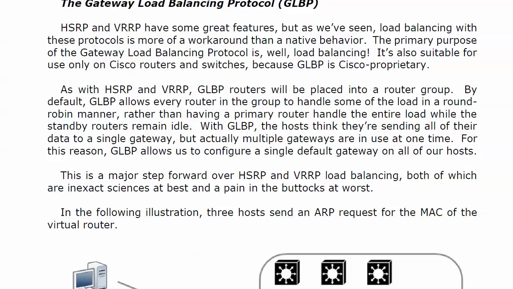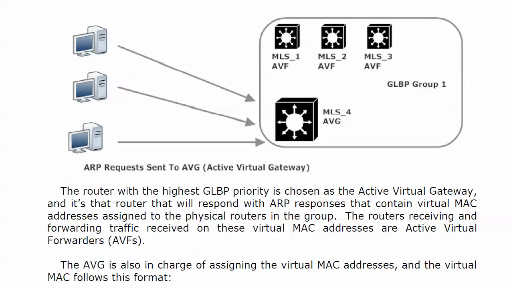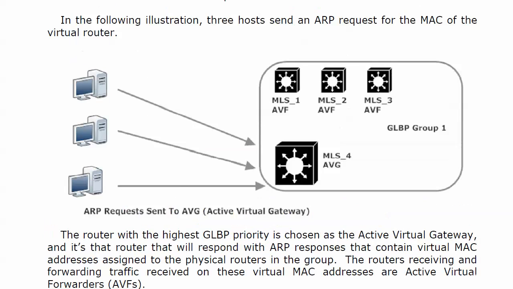Now, what we're going to look at is how this protocol works. And what we've got here, we've got 3 hosts sending an ARP request for the MAC of the virtual router. And just as with the previous protocols, we do have the virtual router concept with GLBP. Now, the router with the highest GLBP priority is chosen as the active virtual gateway, the AVG. We have AVGs and we have AVFs, and we need to be very clear on what each one does and how they're chosen, and we will make that very clear in this set of videos.